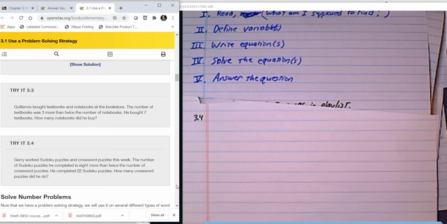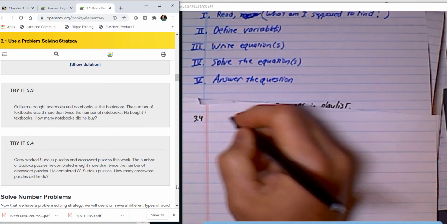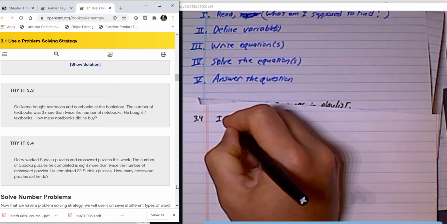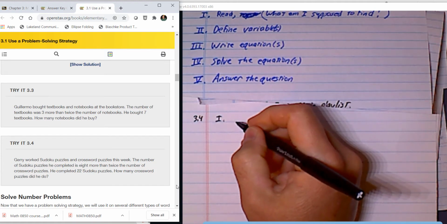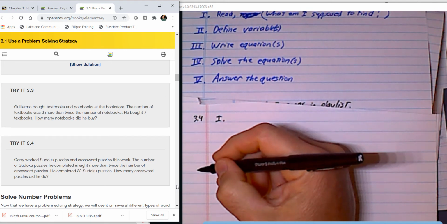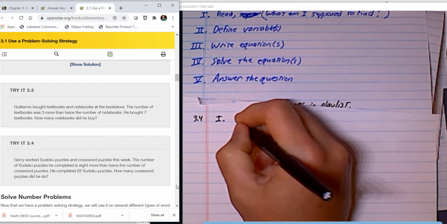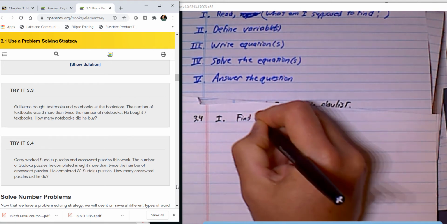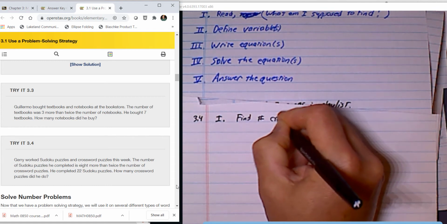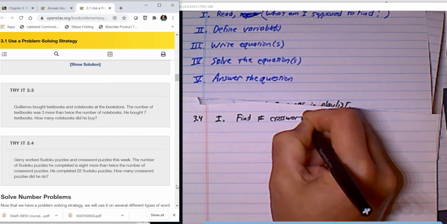Jerry worked Sudoku puzzles and crossword puzzles this week, blah, blah, blah. You know what? I'm wasting time. I should do step 1, read and just write down what I'm supposed to find. I'll go to the question mark at the bottom. How many crossword puzzles did he do? So find the number of crossword puzzles.